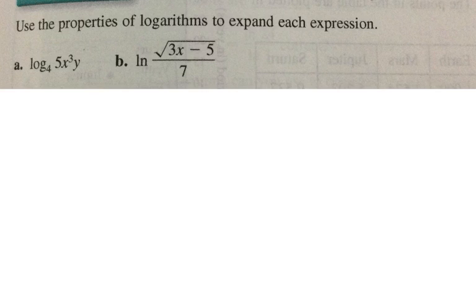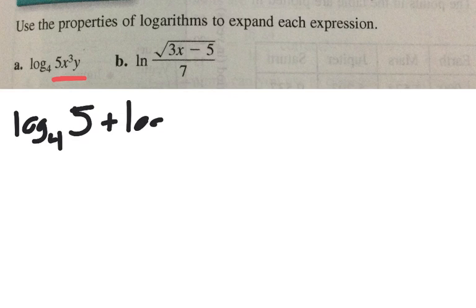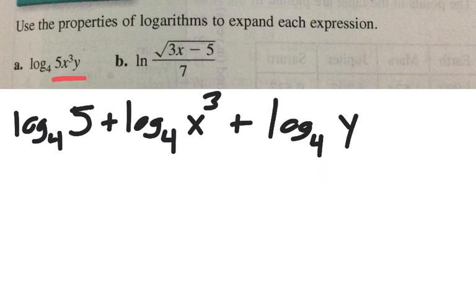So what's happening here with A? Well, my argument has three things that are being multiplied. 5 times x cubed times y. Multiplied in the argument can be rewritten as addition over logarithms. So this is log base 4 of 5 plus log base 4 of x cubed plus log base 4 of y.